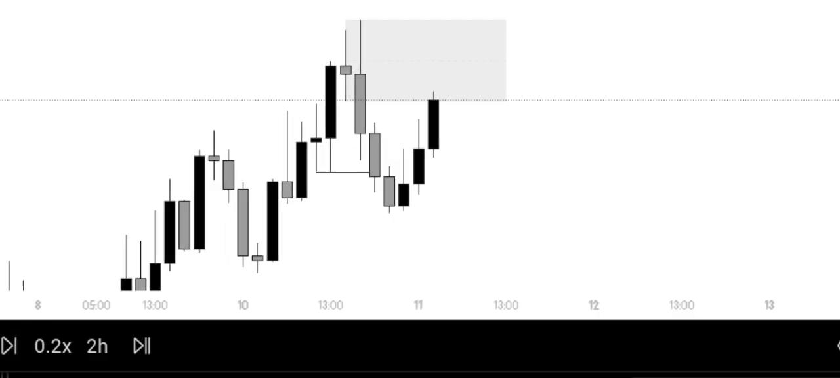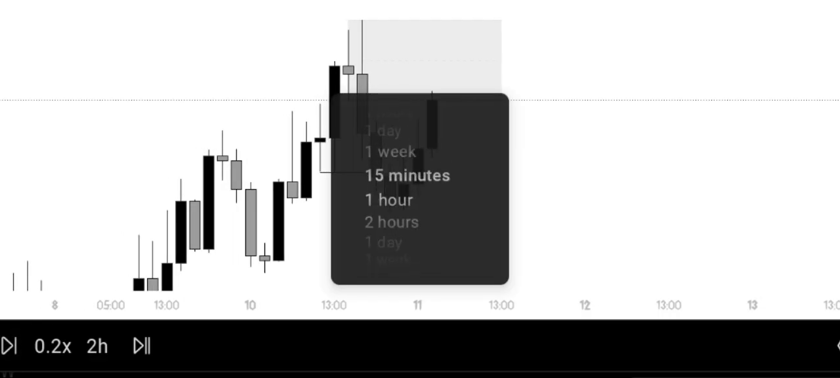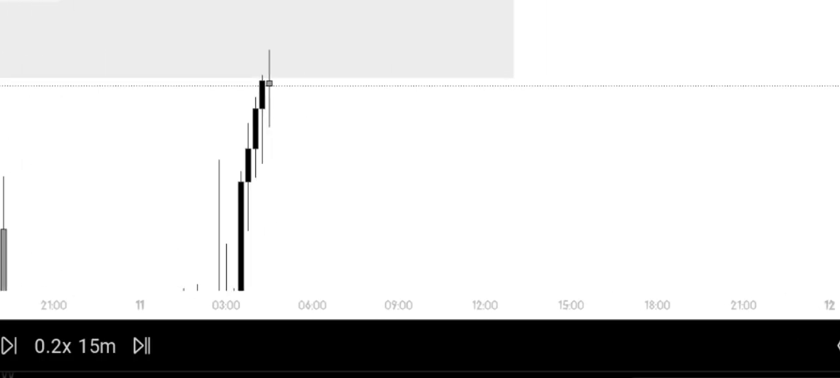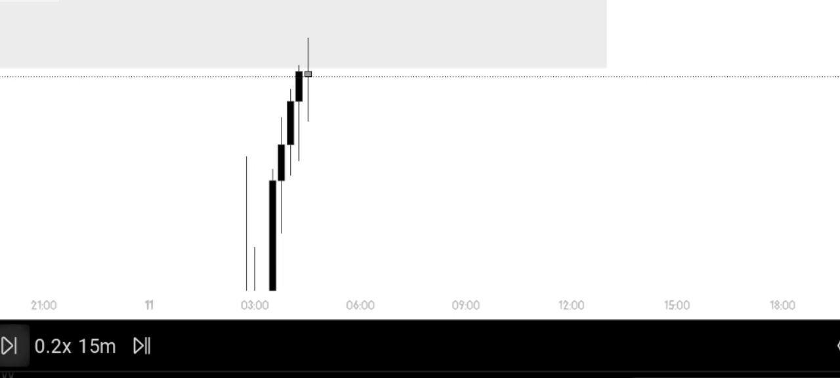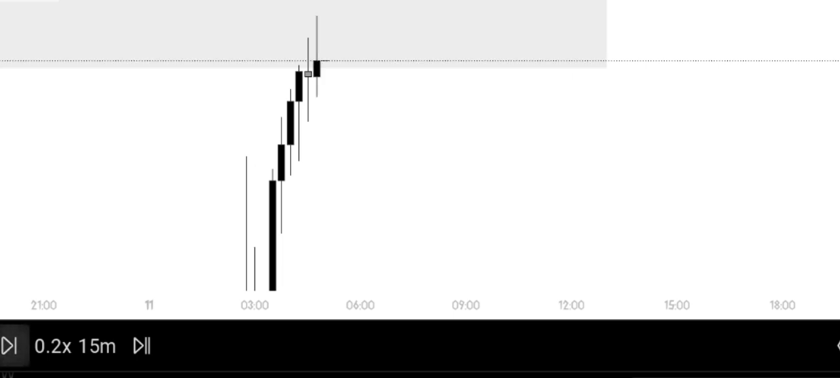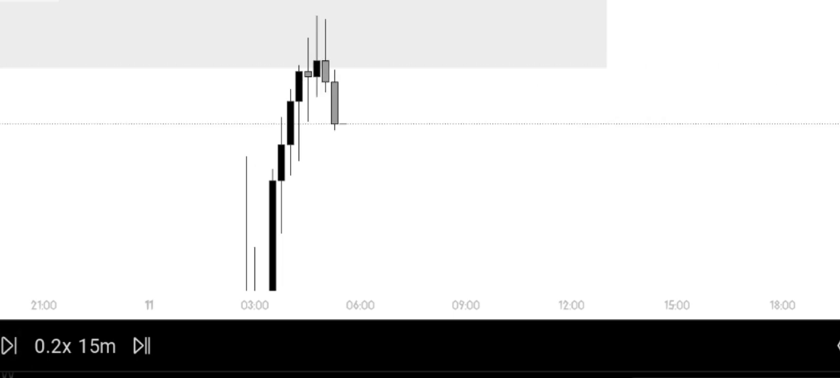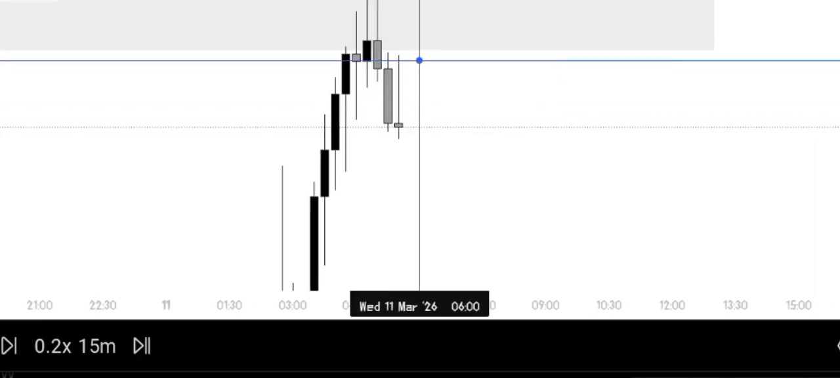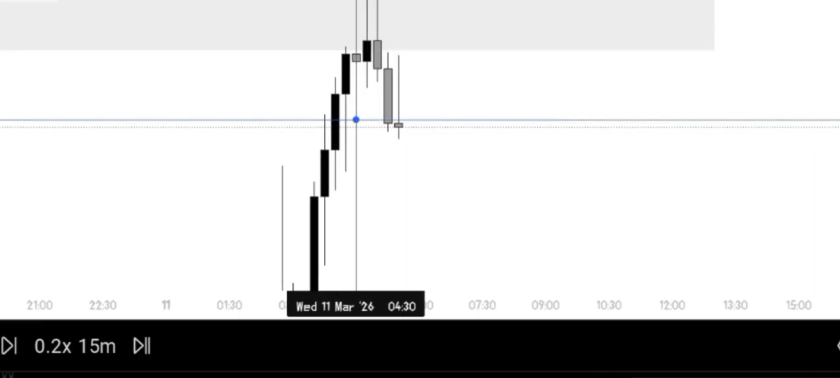Okay, so price has come into the order block. We move straight to the 15 minutes time frame. So on the 15 minutes, let's wait for price to give us a proper change of character and we locate our order block. So as you can see, what do you see? Price has come back to give us a change of character once again.